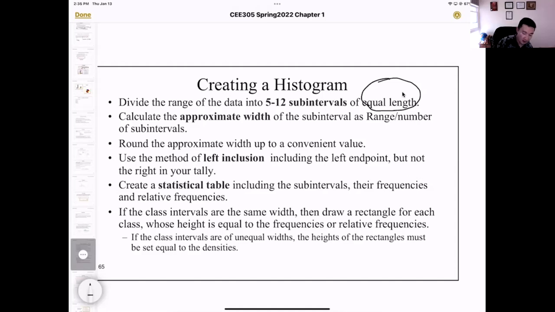And then calculate the weights of the subinterval. The weights should be a round number, an integer. Round the weights into a convenient value. And then we should use the so-called left inclusion. So what does that mean? We'll discuss in a moment. Left inclusion means including the left endpoint but not the right when we count the number.